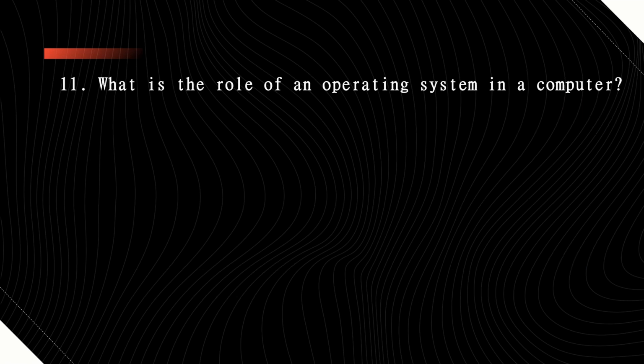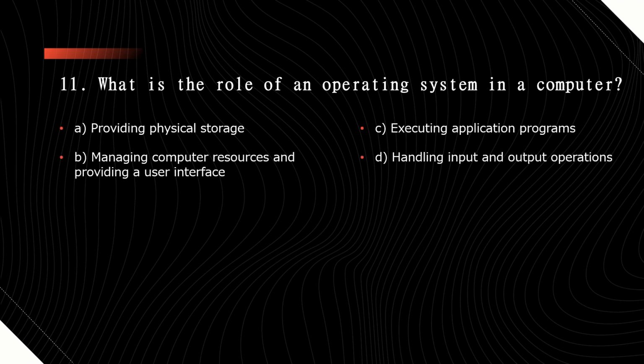What is the role of an operating system in a computer? Options: A. Providing physical storage, B. Managing computer resources and providing a user interface, C. Executing application programs, D. Handling input and output operations. The correct answer is B. Managing computer resources and providing a user interface. The operating system manages hardware resources, schedules tasks, and provides a user friendly interface for user interaction.